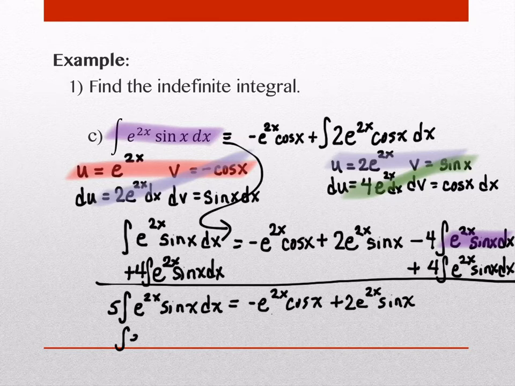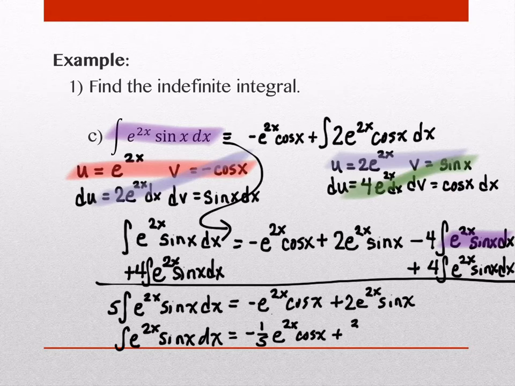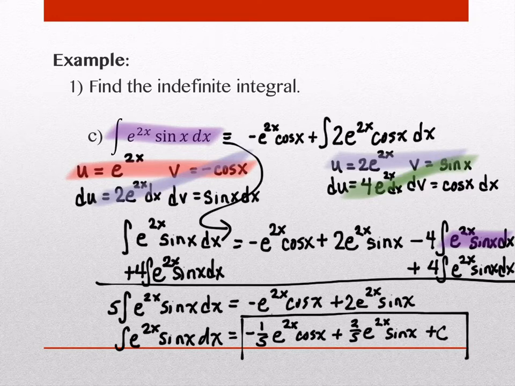So I have the integral now of e to the 2x sine x dx on the left, and each of the pieces on the right are either divided by 5 or multiplied by 1/5. So I have negative 1/5 e to the 2x cosine x plus 2/5 e to the 2x sine x. And there is a plus c on here that we need to make sure it arrives at some point. And this is our answer on the right-hand side to the question that on the left-hand side we manipulated like a variable.